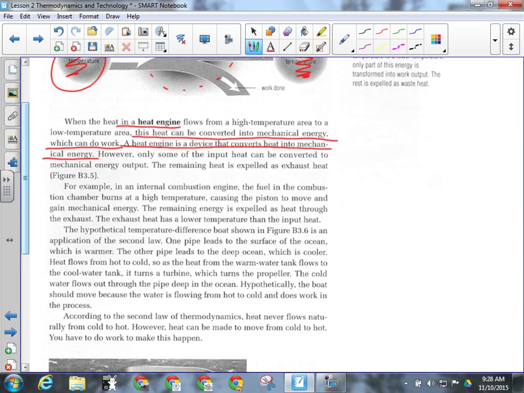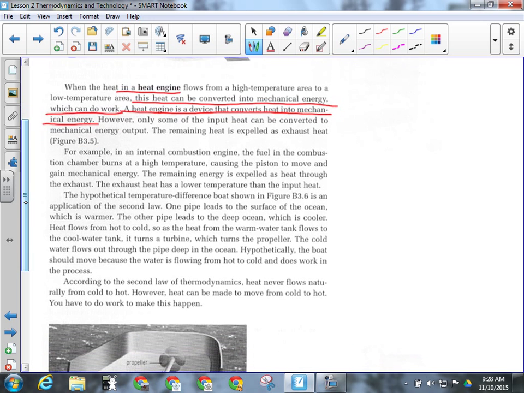In the internal combustion engine, the fuel in the combustion chamber burns at a high temperature, and that causes the piston to move, and that gains mechanical energy. The remaining energy is expelled as heat, partially through the exhaust, but also because throughout the entire engine block, there are pipes and hoses that run engine coolant through, and that coolant takes the energy from the engine block, and then it goes to your radiator, whose job it is to radiate it out into the environment and keep your engine cool.